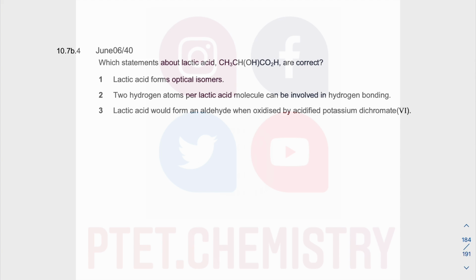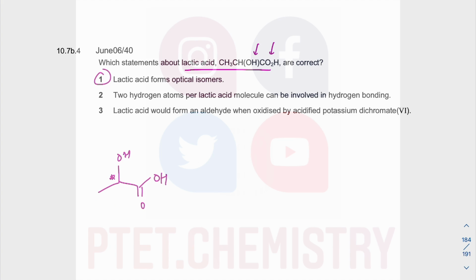In this next question, they're asking you about lactic acid. Actually, lactic acid is a very, very popular question in A-level chemistry for an obvious reason, because it's got both an alcohol and a carboxylic acid group. If I draw out the skeletal formula, CH3CH, because carbon forms 4 bonds and I only showed 3, there's an H there, OH, CO2H, okay? I can straight away tell you it's got an optical isomer, because the carbon is bonded to a hydrogen, a CH3, an OH and a CO2H.